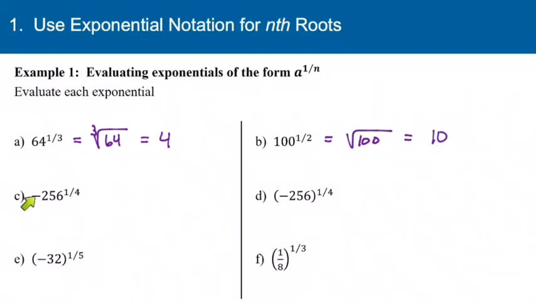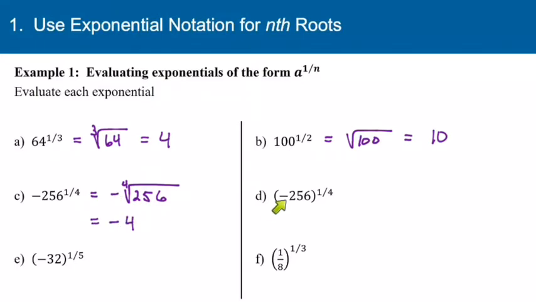In part C, we have negative 256 to the 1/4 power. So remember that because this base is not in parentheses, the 1/4 power only applies to the 256. The negative is out front. You can kind of think of it as a multiplier or a coefficient. So we're going to have negative fourth root of 256. Now what is a number that I could multiply times itself 4 times and get 256? Well, we know the square root of 256 is 16. 16 times 16 is 256. And the square root of 16 is 4. So that means the fourth root of 256 is 4. And because of this negative, we're going to have negative 4 as our final answer.